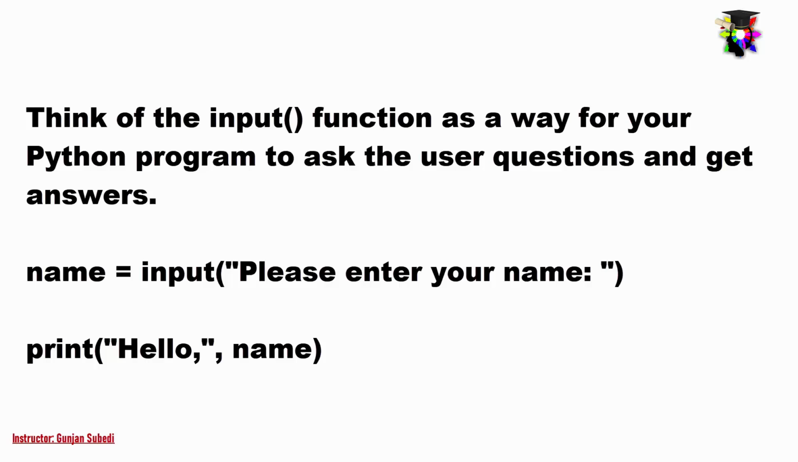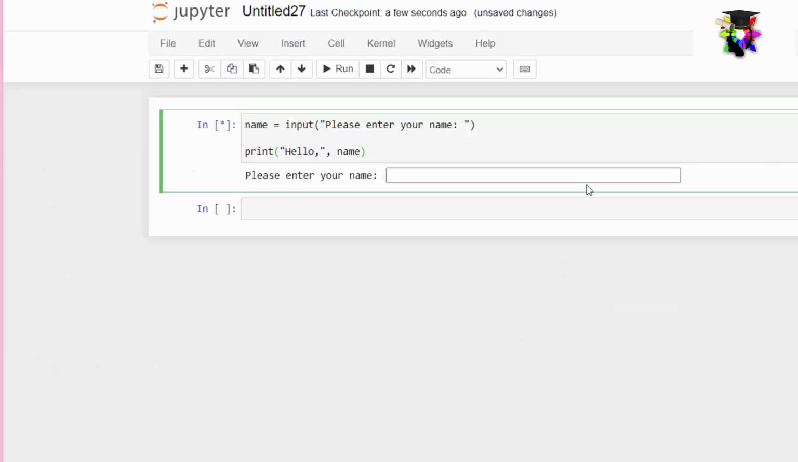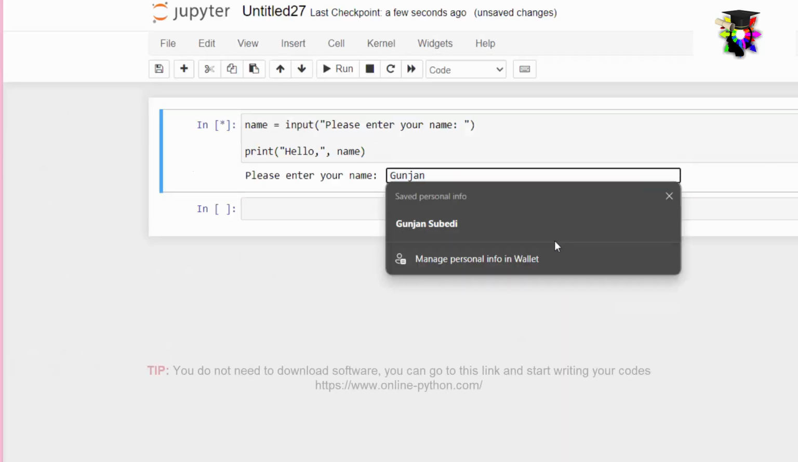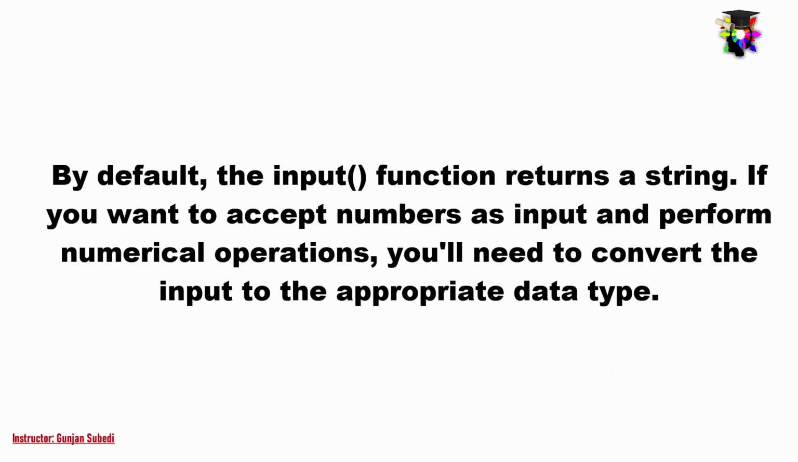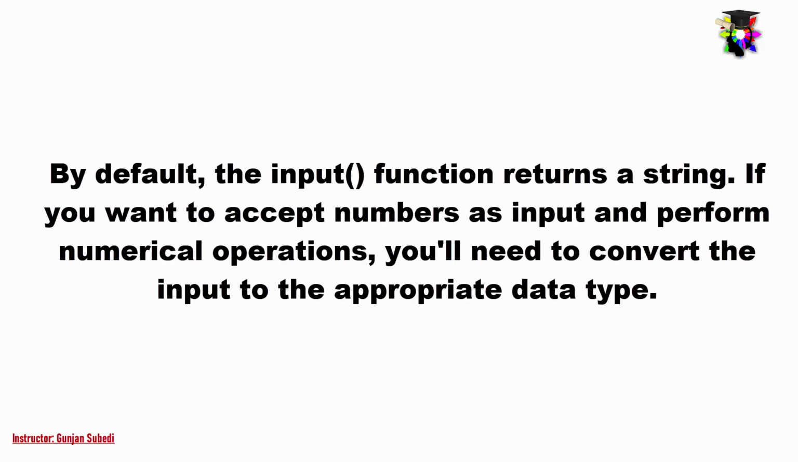For example, suppose I assign the variable name and do input, print your name colon, inside these double quotes, and after that I print hello and the name. In this example, the program prompts the user to enter their name. Whatever the user types is stored in the variable name, which is then displayed back to the user. By default, the input function returns a string.